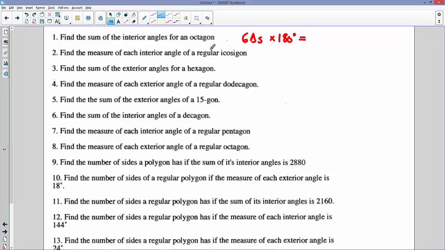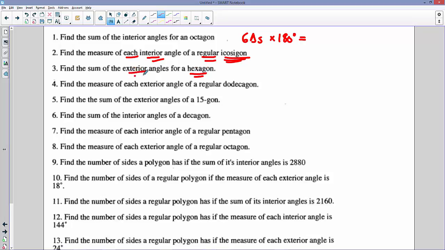Find the measure of each interior angle of a regular icosagon. Okay, well, we haven't done this one, so I'm going to skip this one, but you know how to do this. You find the measure of each exterior first, right? Okay, but we'll do the hexagon one. It's kind of a similar thing.